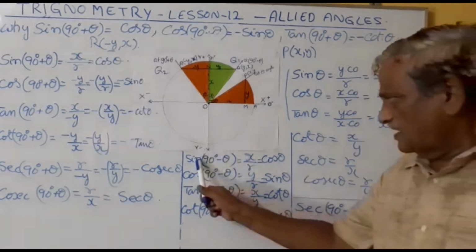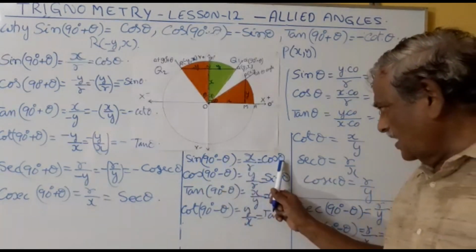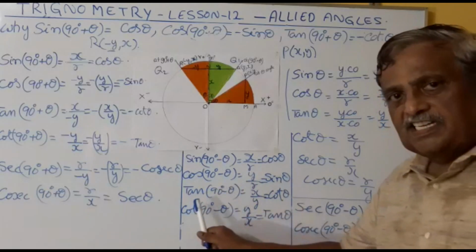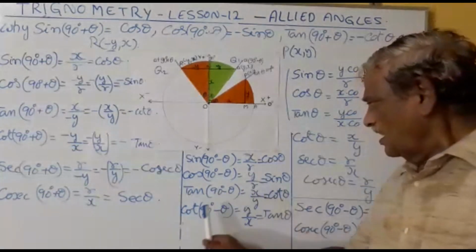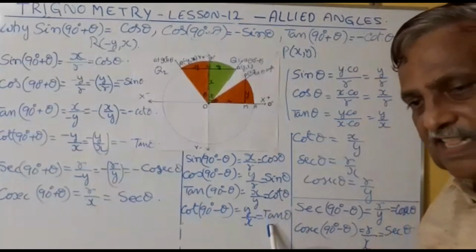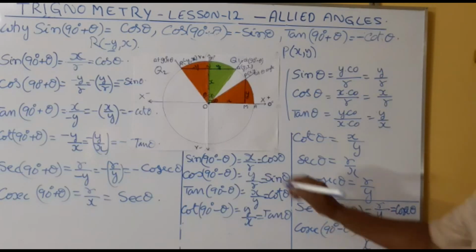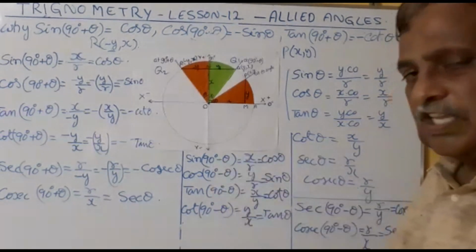Thus sin 90 minus theta equal to cos theta, cos 90 minus theta equal to sin theta, tan 90 minus theta equal to cot theta, cot 90 minus theta equal to tan theta, sec 90 minus theta equal to cosec theta, cosec 90 minus theta equal to sec theta. Thus these trigonometrical ratios are derived.